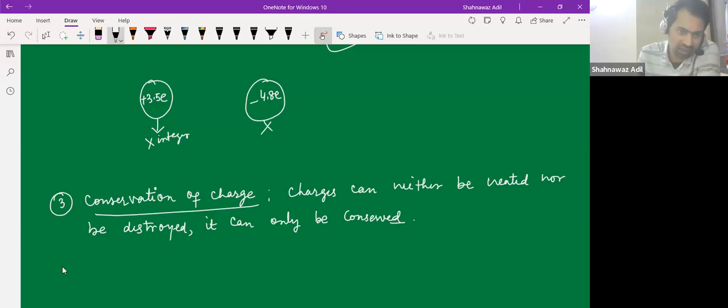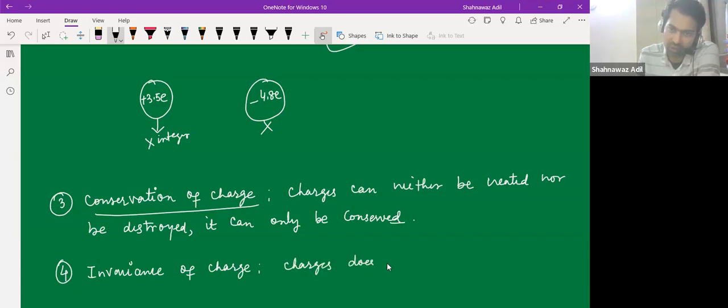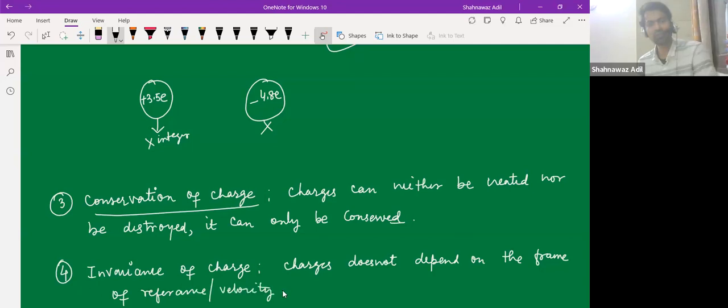And lastly, the invariance that I was talking about. So invariance of charge. Charge does not depend on the frame of reference, or we can say velocity. So these are the four basic properties of the charge, right?